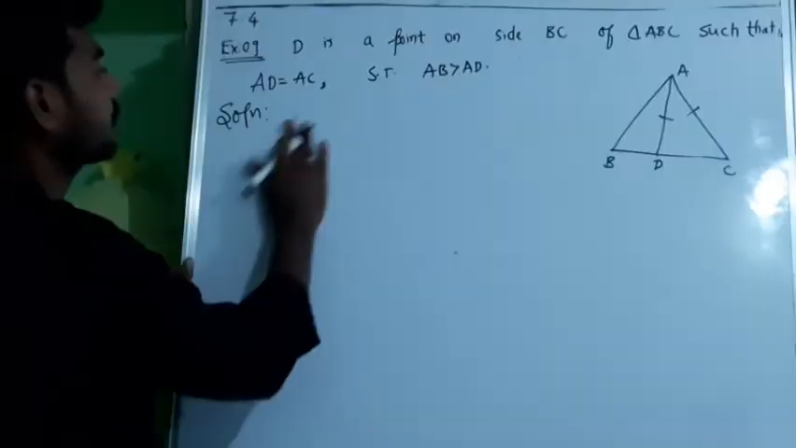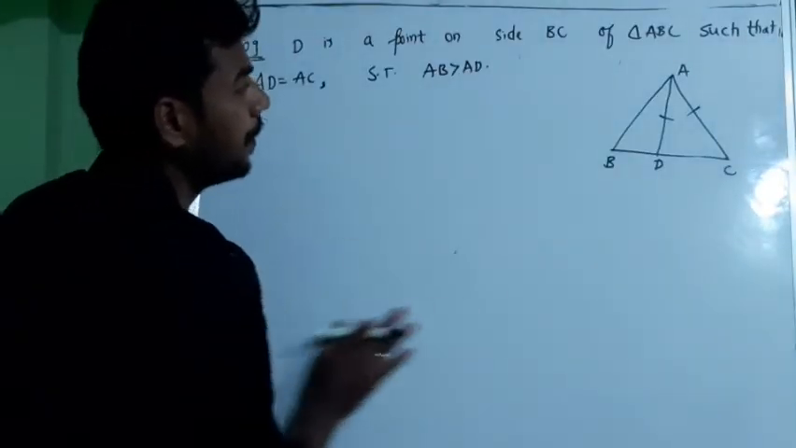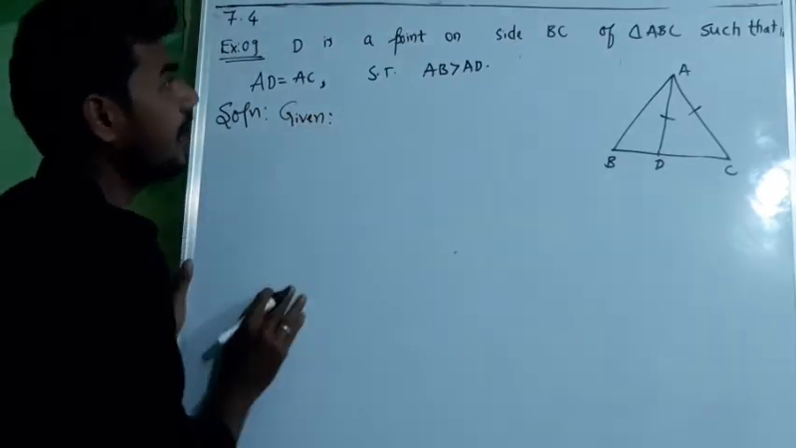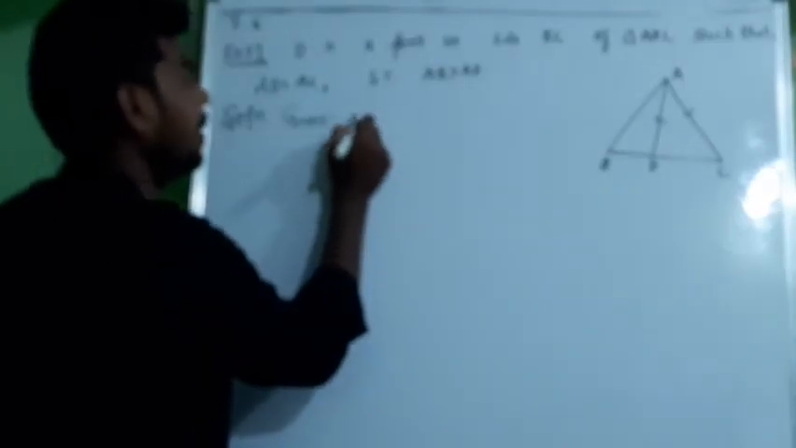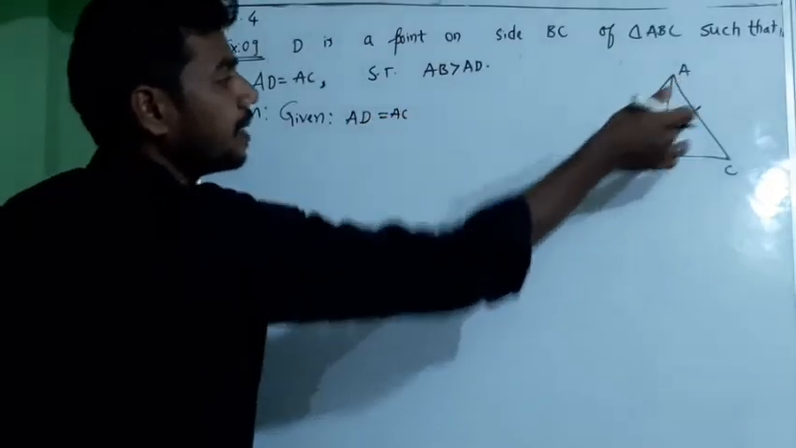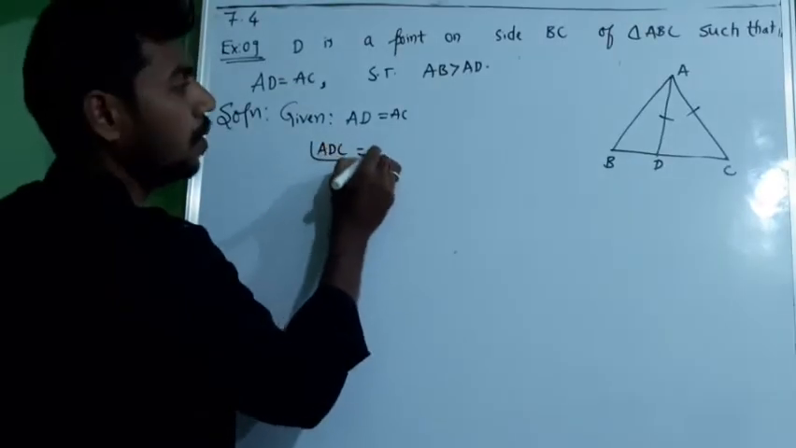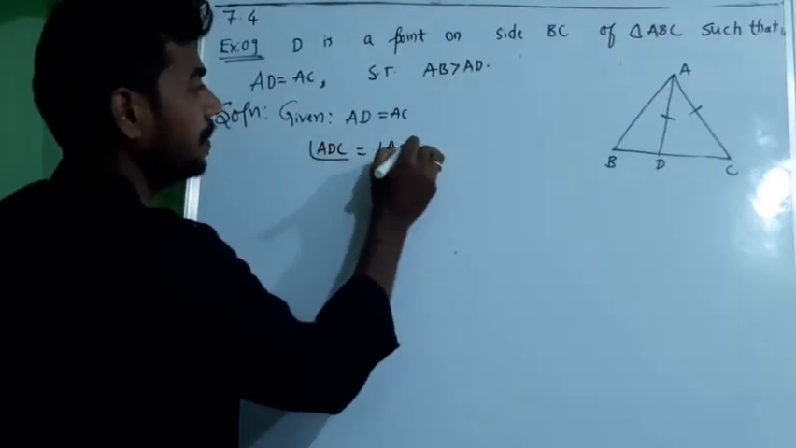Fine. So what we need to do, first we'll write down the given data. What is the given data? AD is equal to AC. Now what can I write? Angle ADC is equal to angle ACD. Why?